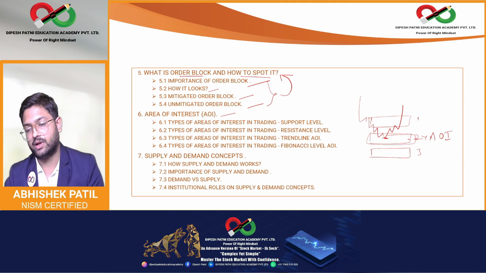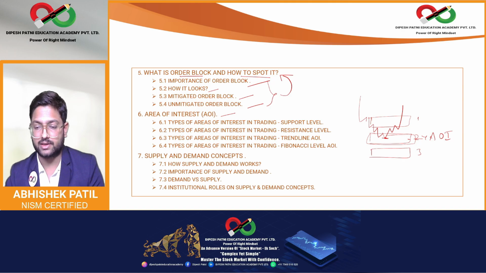So there are types of areas of interest. One is support level, resistance level, trend line AOI, Fibonacci level AOI. So once again, I'm telling you that I'm going to teach you on the live chart, so don't worry. So next one is the supply and demand concept.